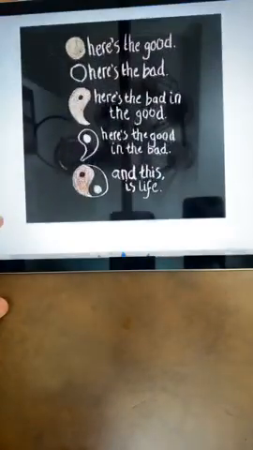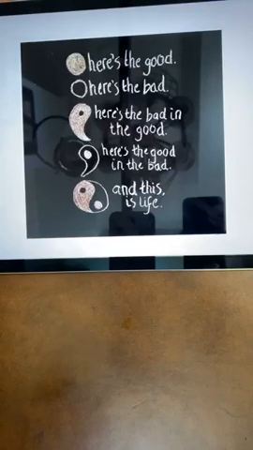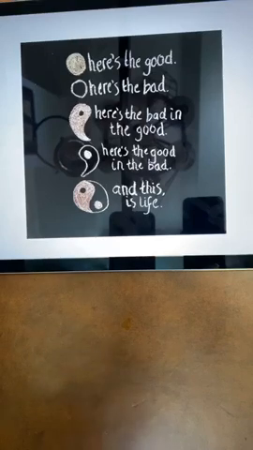Someone sent this to me today, Robin, who works with me, Robin Davis. Here's the good, here's the bad. Here's the bad and the good, and here's the good and the bad, and this is life.